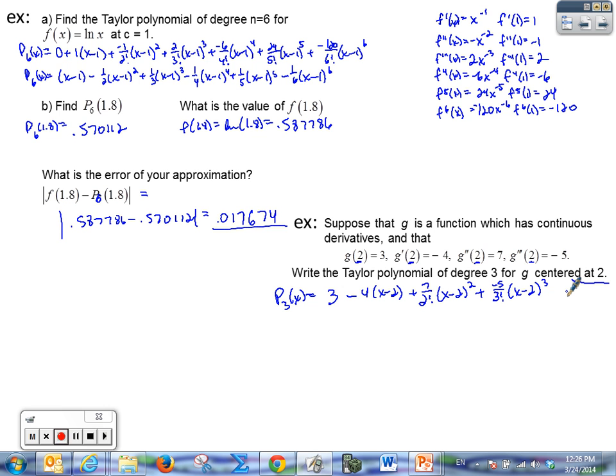And then we just pretty it up a little bit. And we get 3 minus 4 times x minus 2. And I just leave it factored like that. There's no sense in distributing or combining like terms. Just leave it like that. Plus 7 times x minus 2 squared over 2, minus 5 times x minus 2 cubed over 6. And that's our polynomial.